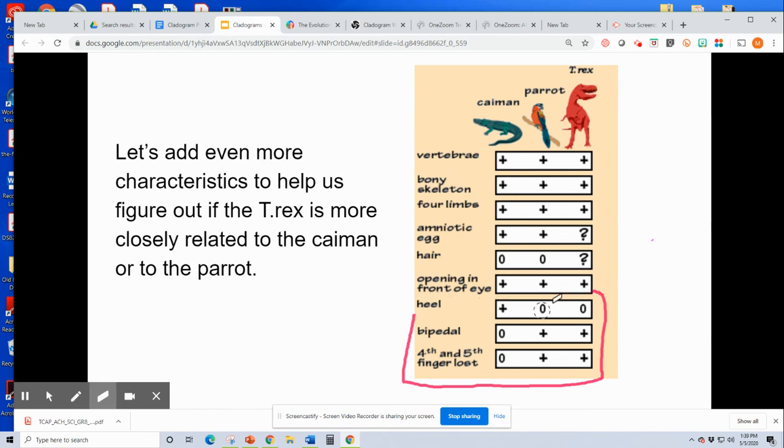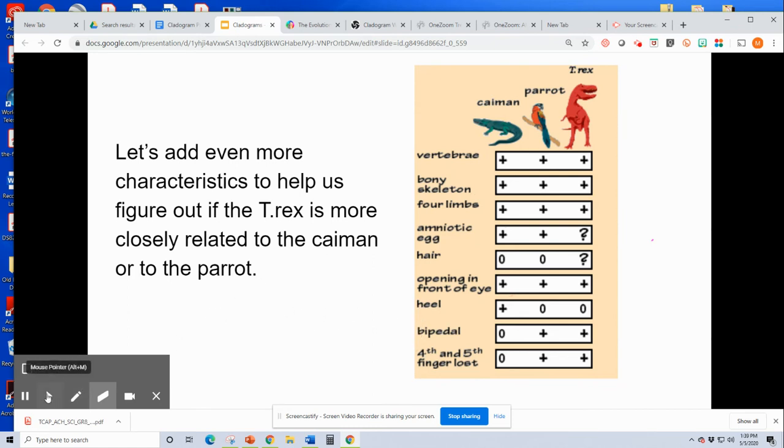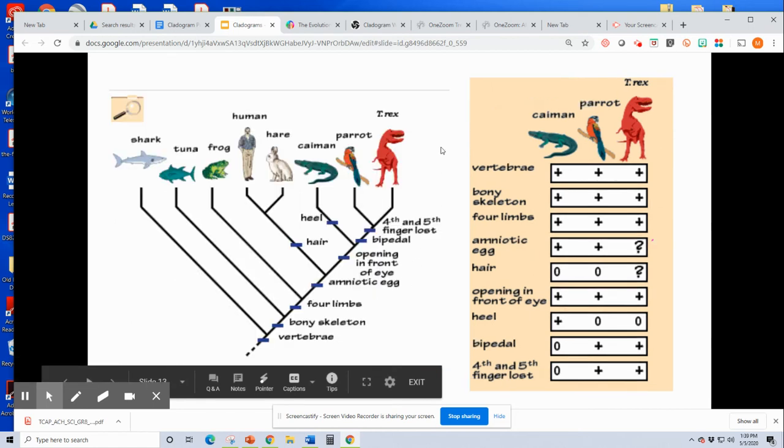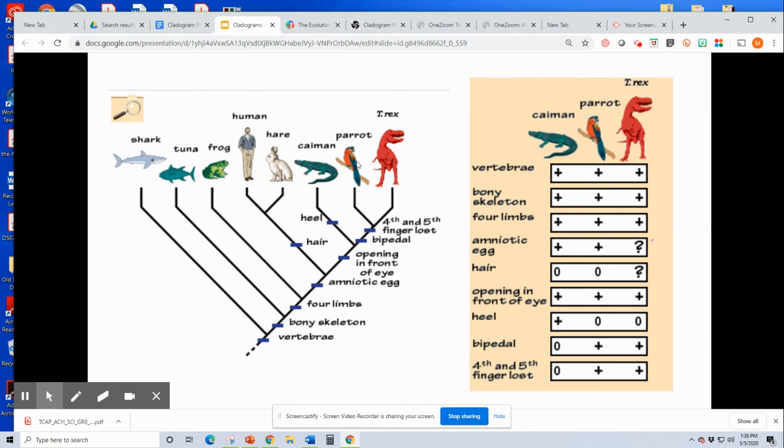This is from an activity you can find online. It's actually called, What Did a T-Rex Taste Like? And I think the idea is you're supposed to say he tasted like chicken. So I would add the T-Rex in here. He is more closely related to the parrot.